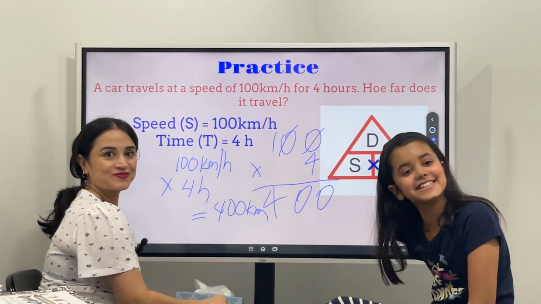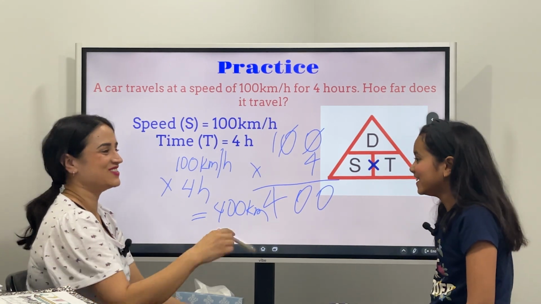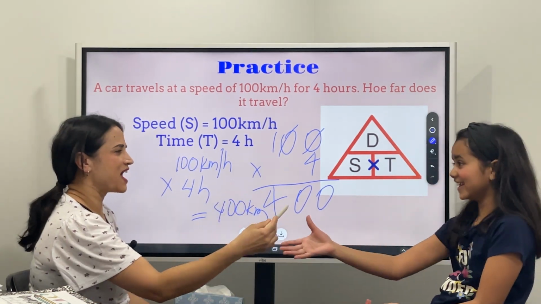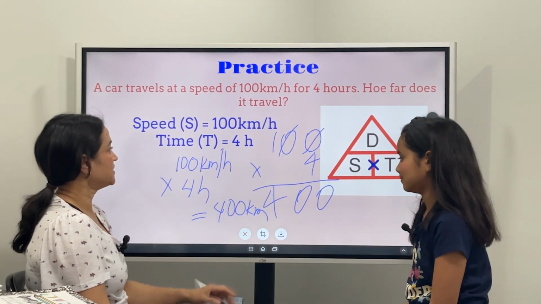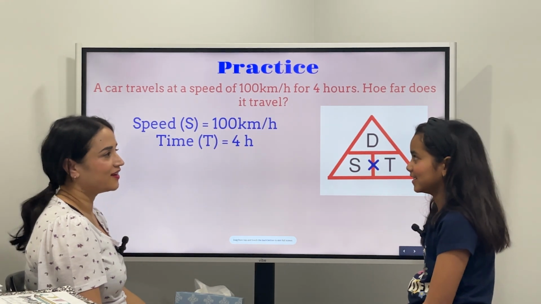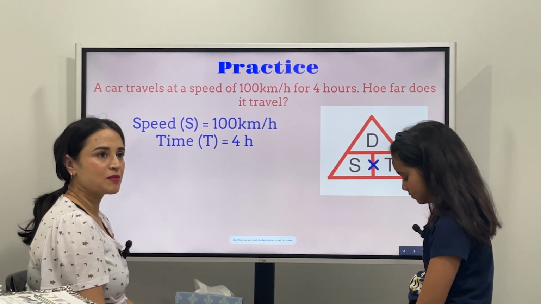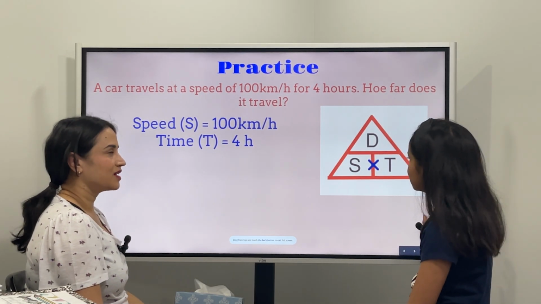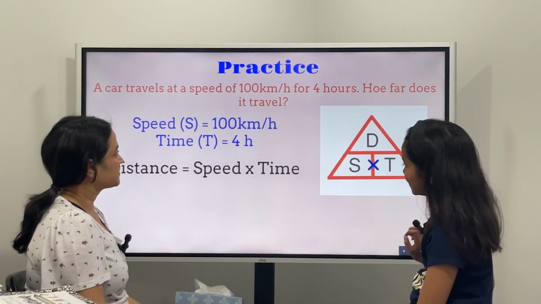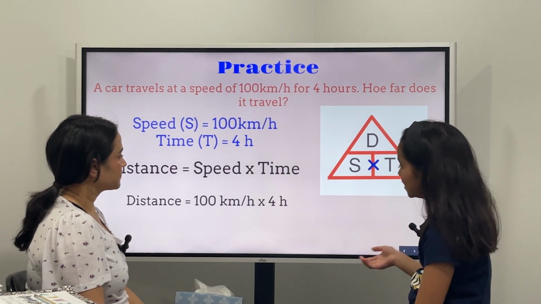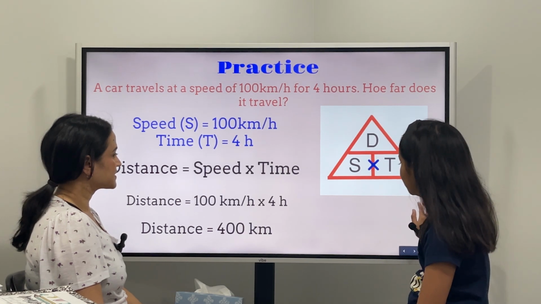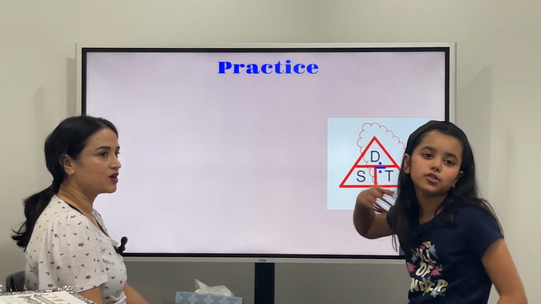It's more practice we need, right? So every quantity has a unit there. Just keep that in your mind. Okay, next. Practice more again.